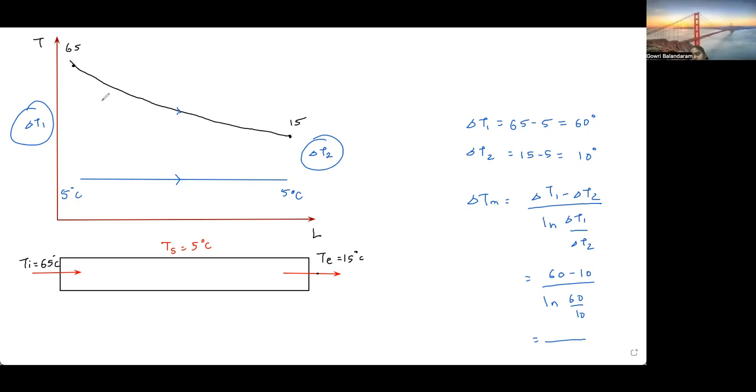So that means for this solution that I sent you, is my log mean temperature wrong? Use the calculator and tell me the value of what I have written, like 50 upon log to the base 60 by 10, how much is it? Yeah, see, that's why I wrote different values for mine. That's why I was wondering if this is wrong. Okay, I will just check mine.